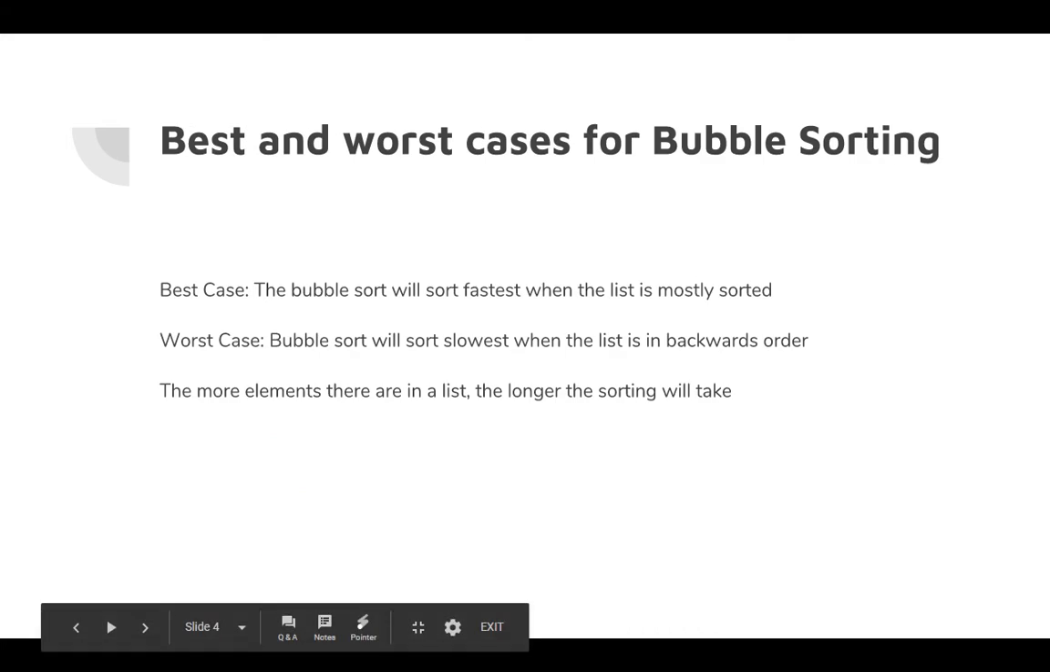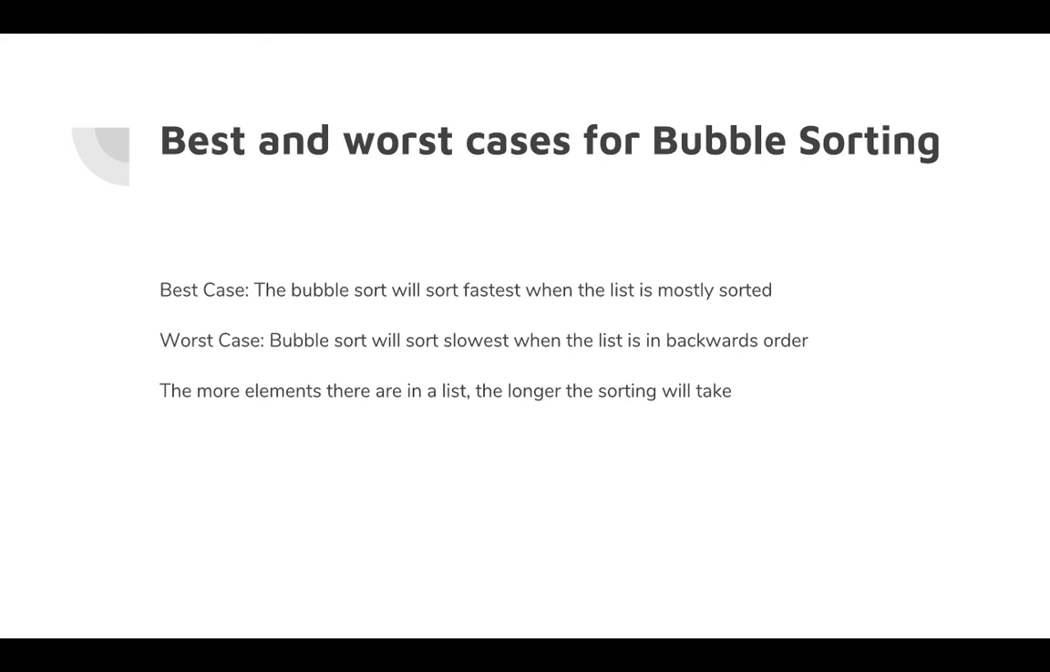So bubble sorting will work best when the list is already mostly sorted, so if there are only one or two errors within the list. That means bubble sorting is good for finding errors within a list that's mostly sorted already. And the worst case is when there are lots of errors throughout, or when the list is sorted backwards. So say you want it in ascending order, but it's sorted in descending order. Also, when there are more elements in a list, the longer it will take to sort.